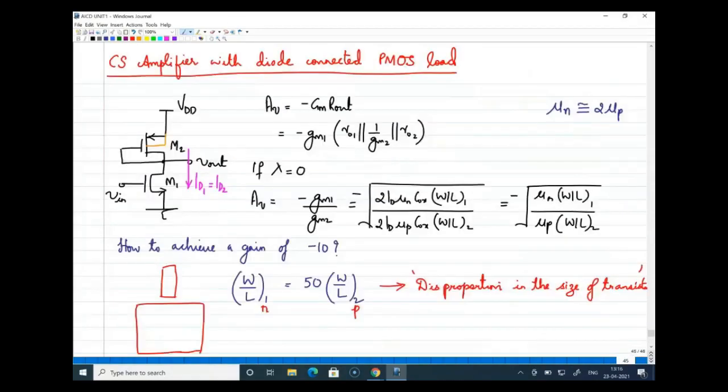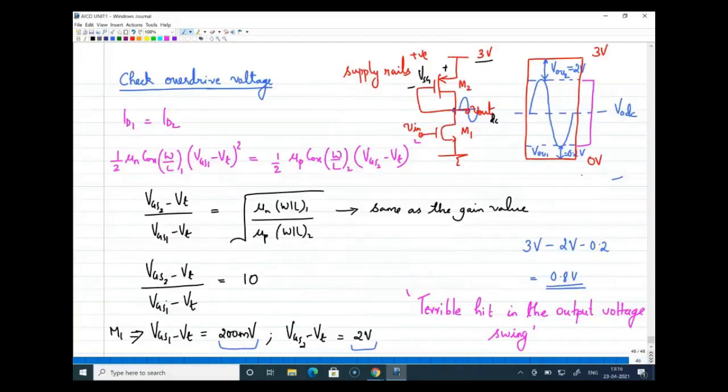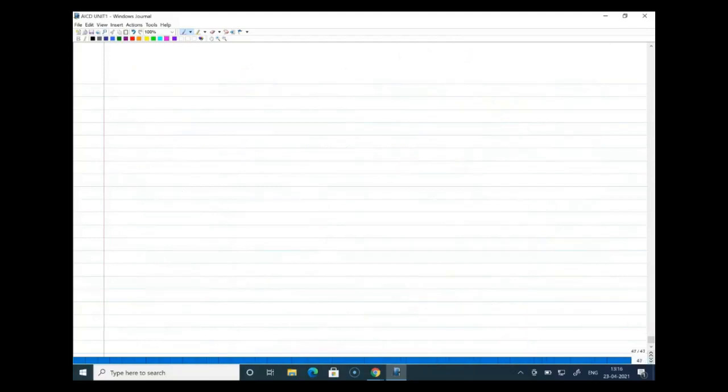So the point here is I looked at CS amplifier of the diode connected load. Yes, sure, Amitesh, you want me to explain the diagram? Yes, I can draw that diagram again here.